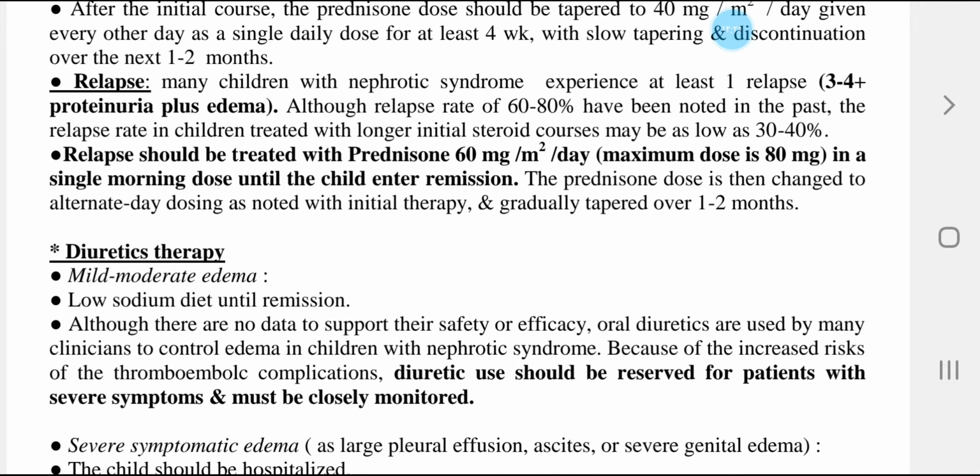Relapse should be treated with prednisone 60 mg per meter square per day. The maximum dose is 80 mg in a single morning dose until the child enters remission. The prednisone dose is then changed to alternate day dosing as noted with initial therapy and gradually tapered over 1 to 2 months.